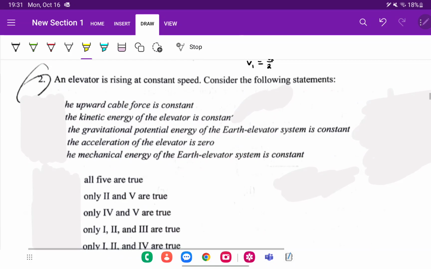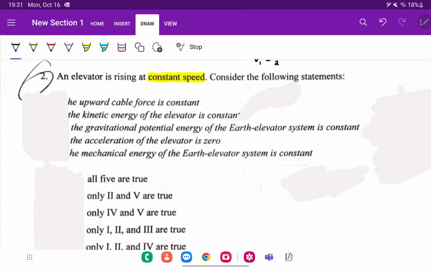Okay, number 2, an elevator is rising at constant speed. Consider the following statements. Gives us 5 statements. I'm going to look at this first initial part of the question and highlight this constant speed, because that gives us a hint later on. So if we look at this, this is I, double I, triple I, IV, and V.